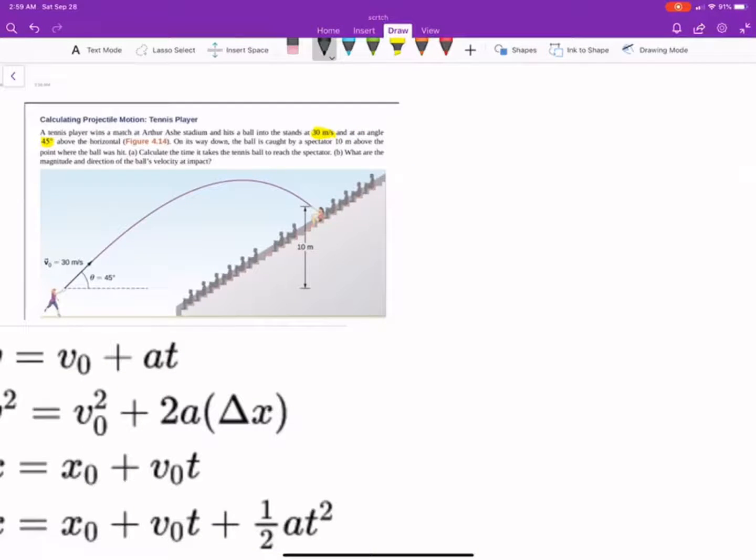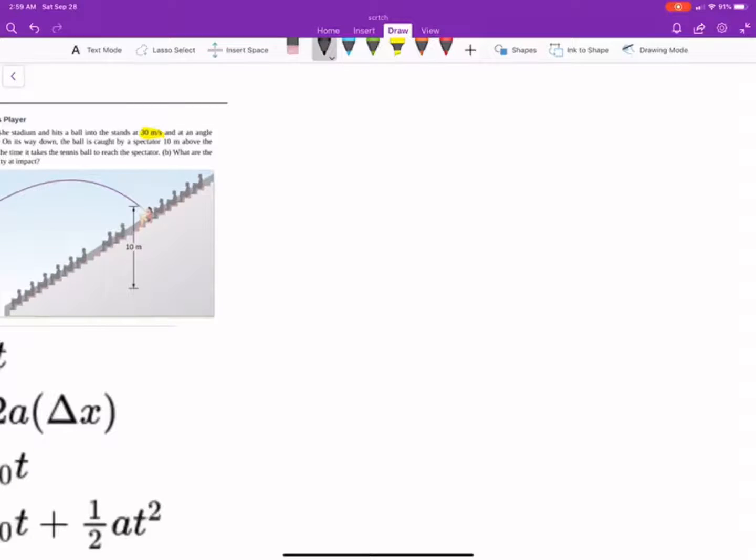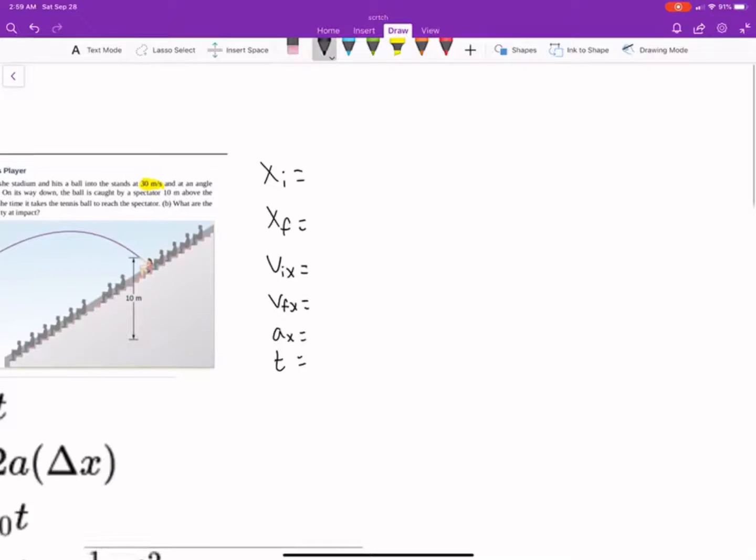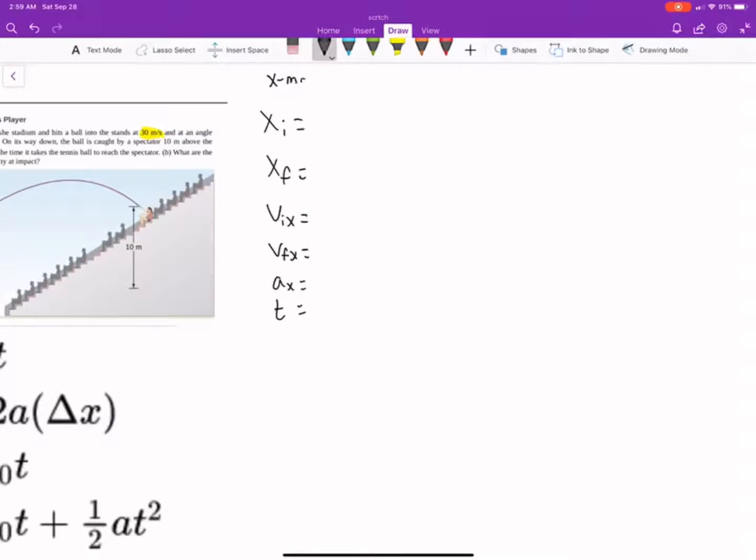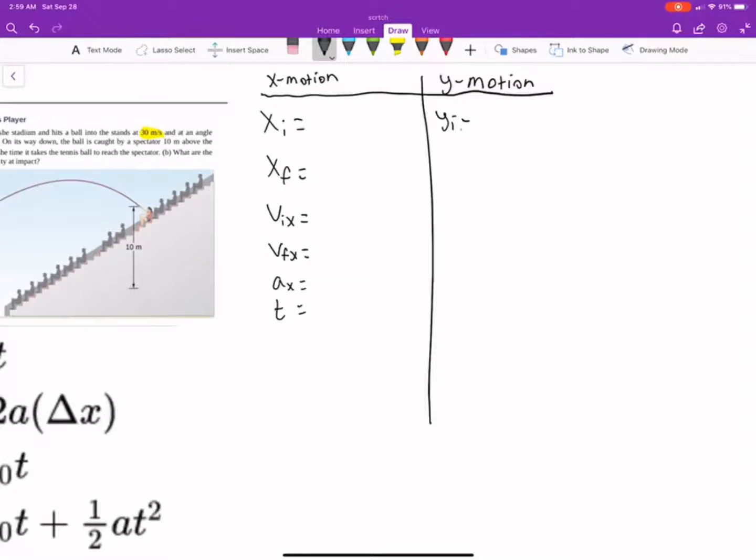Okay, so let's go ahead and make a list over here. X initial, X final, V initial X, V final X, acceleration X, and time. So this is your X motion. Then over here we'll do Y motion. It'll be the same thing. We're just using different variables. It's really important we keep track of all this stuff.